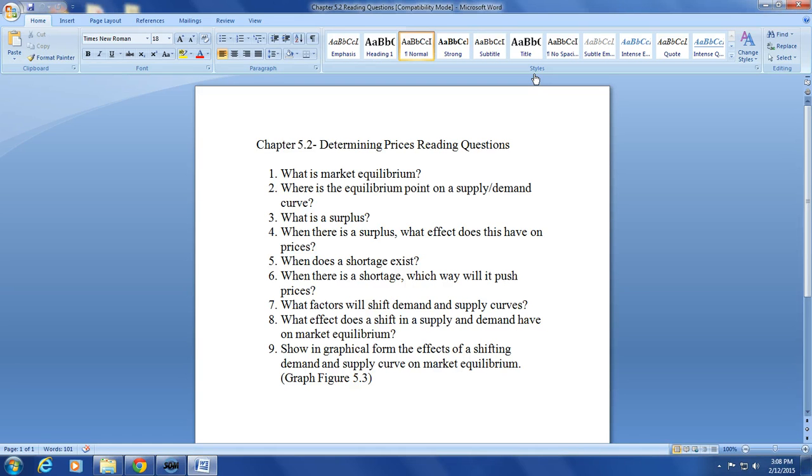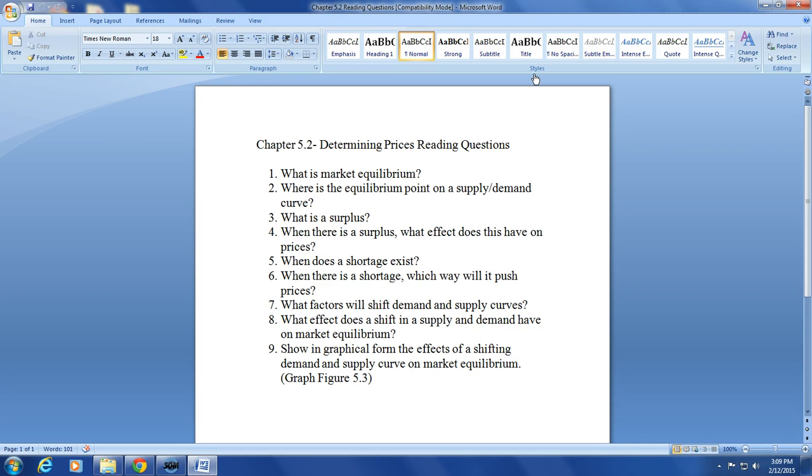So if you turn the page and go to page 105, we're looking at number 3, what is a surplus? On page 105, you can see the definition. It says a surplus exists when the quantity supplied exceeds the quantity demanded at the price offered. So at a surplus, quantity supplied is going to exceed quantity demanded.